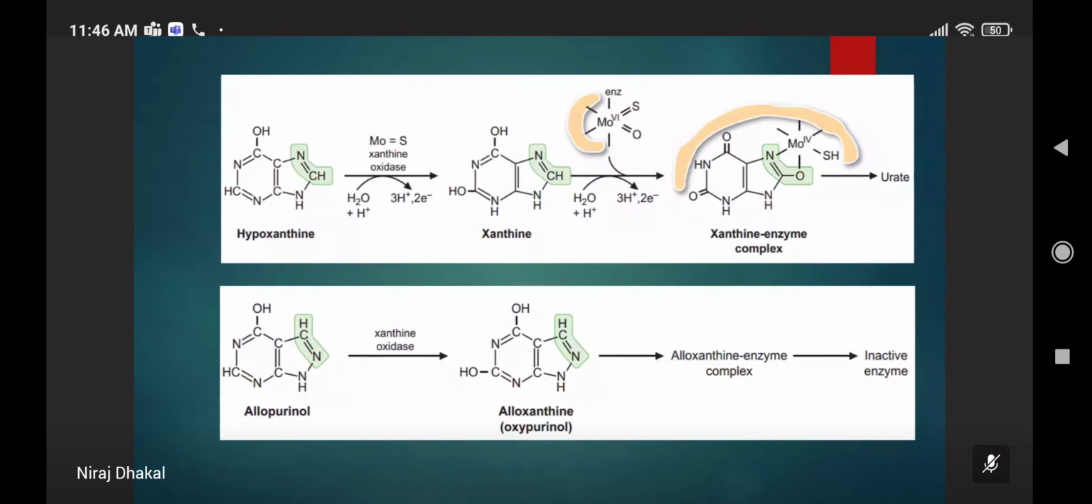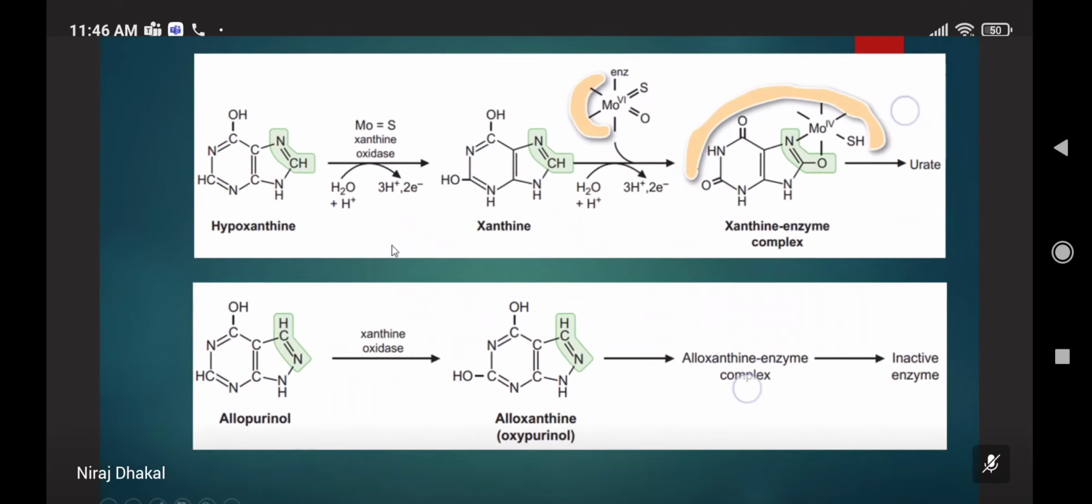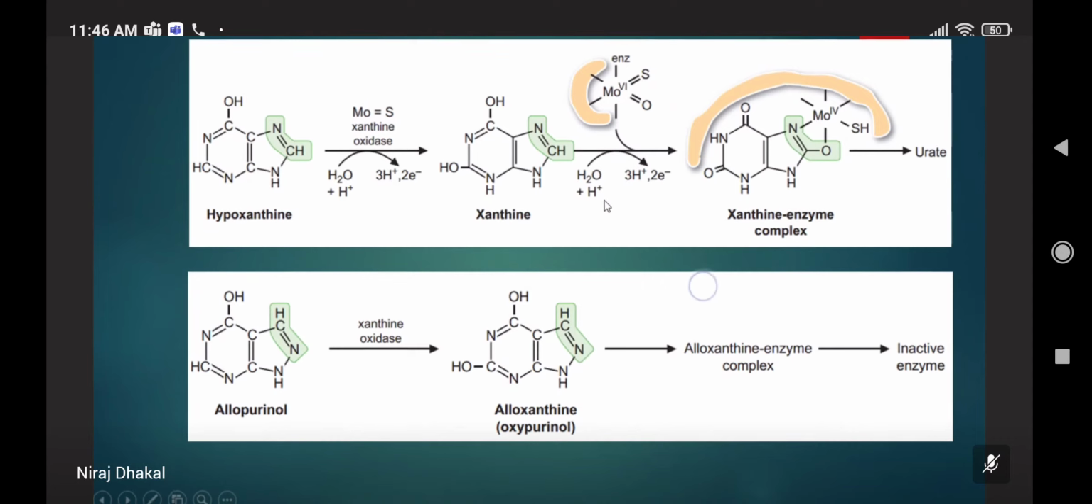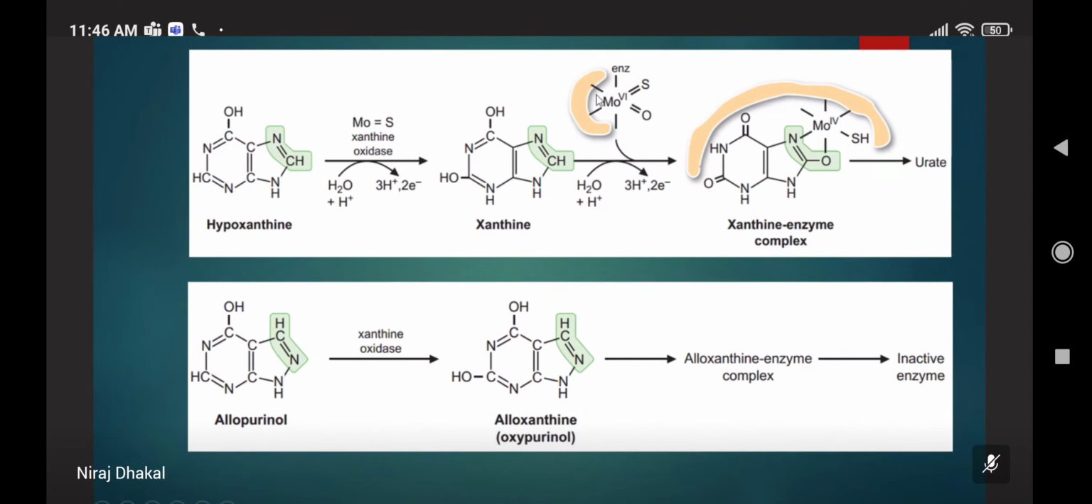Now you can see in this diagram. You don't need to draw this diagram, it is just to clarify the concept. This is hypoxanthine, and this is xanthine, which is formed from hypoxanthine, and there is an enzyme xanthine oxidase. This one is the xanthine oxidase enzyme. So when xanthine binds with the active site of this enzyme, there is a formation of enzyme substrate complex, and the xanthine will be converted to uric acid. This is a normal metabolic process in the presence of normal substrate xanthine.